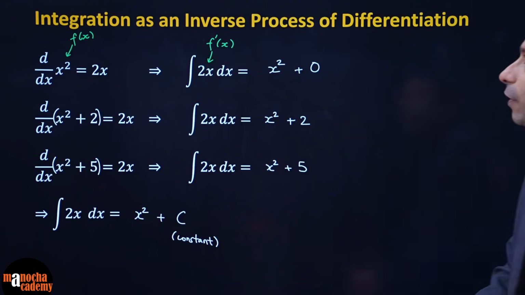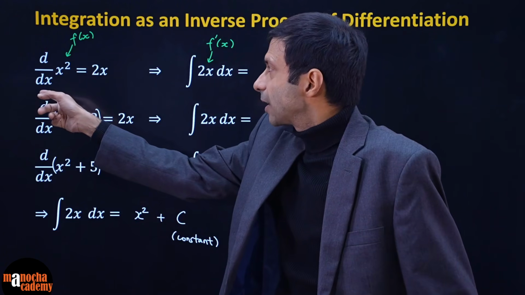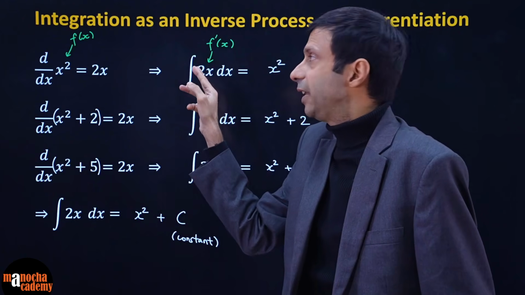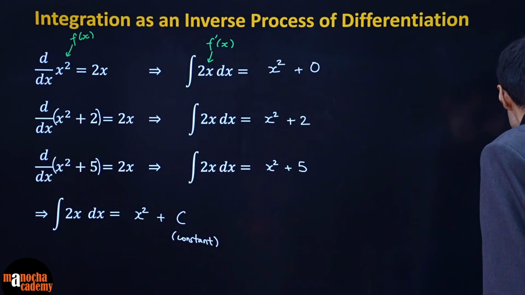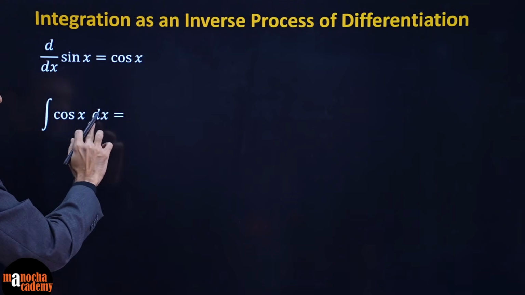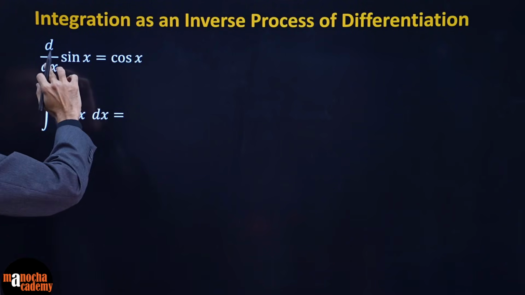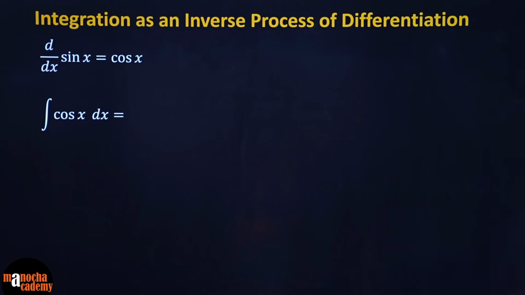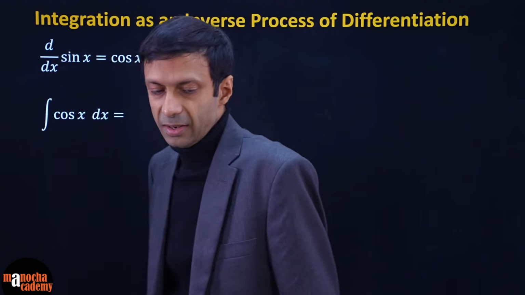In differentiation, we were doing d dx. dx comes in the denominator. Here it's up here. Integration of 2x dx. That's very important. So when I say integration of cos x dx, what will it be? d dx of sin x is cos x, correct? So therefore, what will be your answer? d dx of sin x will be cos x.